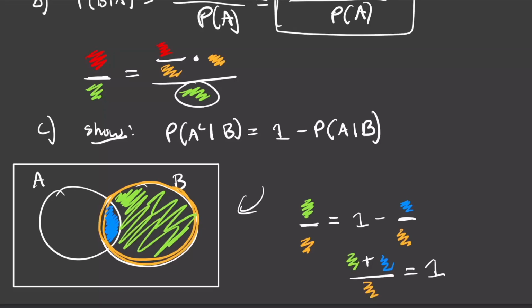So if you rearrange, we're just saying that the green part plus the blue part divided by orange is equal to 1. So we're basically saying that the green part plus the blue part is equal to orange, right? And that kind of makes sense just looking at the picture, right? We can partition B into the parts that have A and the parts that don't have A.